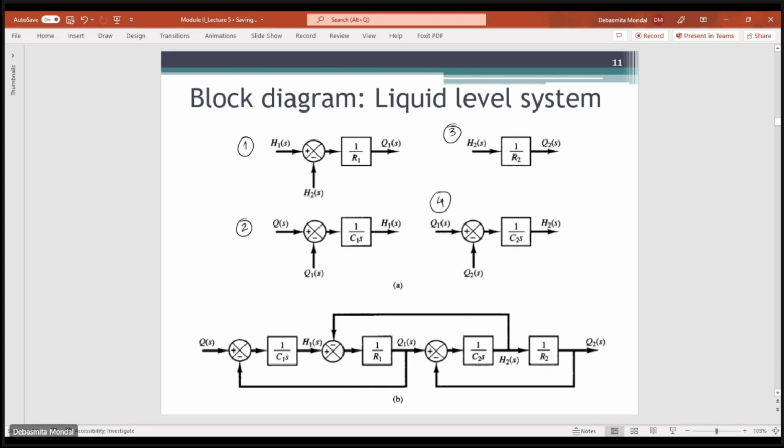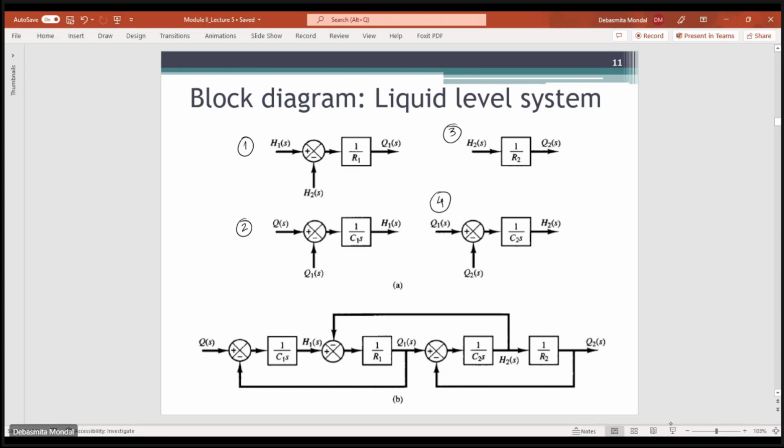Now what you need to do is combine all the 4 blocks together to find the overall block diagram of the system. For the overall block diagram, you will have Q2 as your output. So Q2 is the output and QS is your input over here, right? Now let's see how we can combine the block diagram. Here you see that Q is your input, so this will come as the first part of your block diagram.